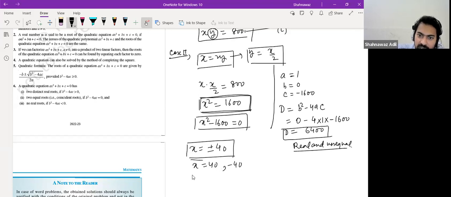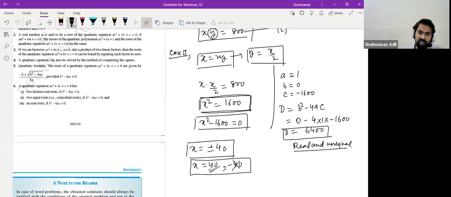But is this solution valid? Shama, is this solution valid? Minus 40 is valid or not? No. Right, because you can't have a length which is negative. So this is not valid, and this is the solution.